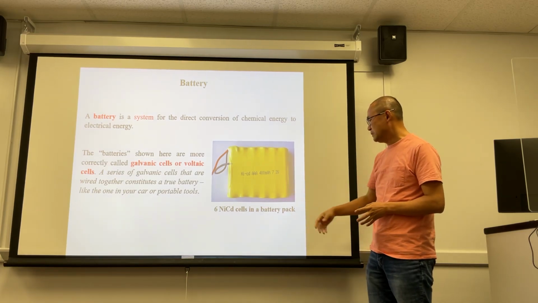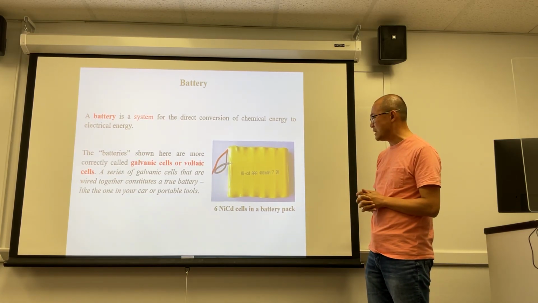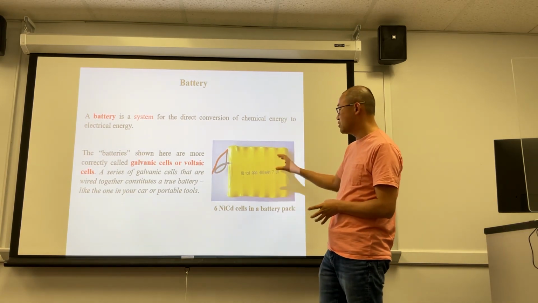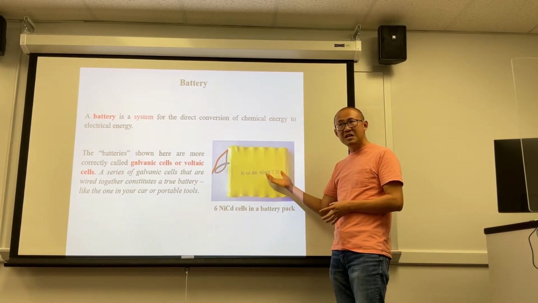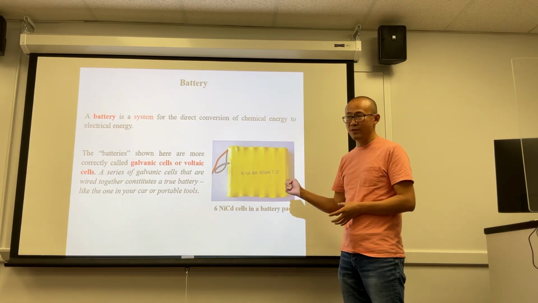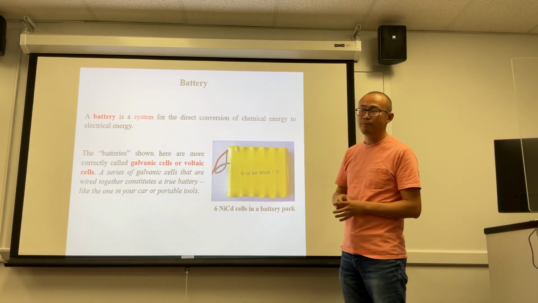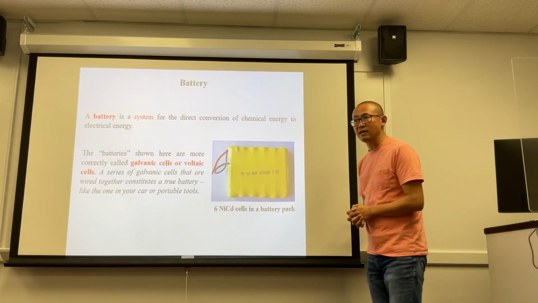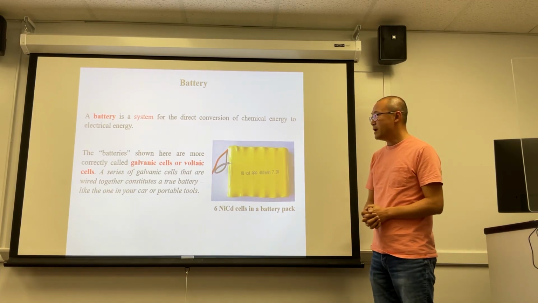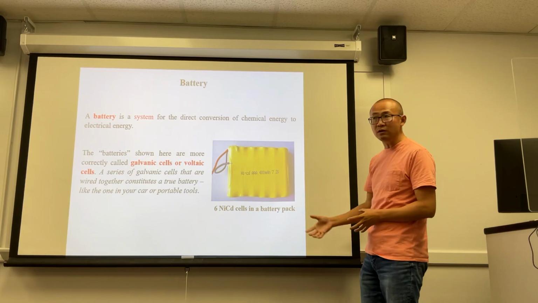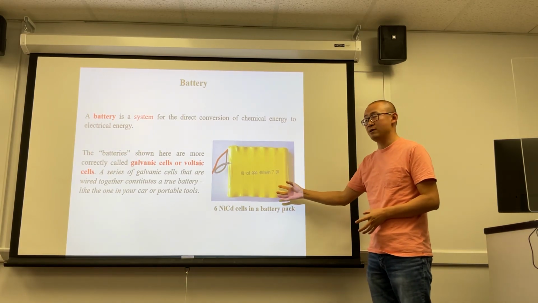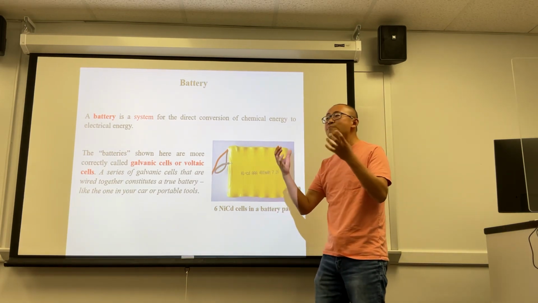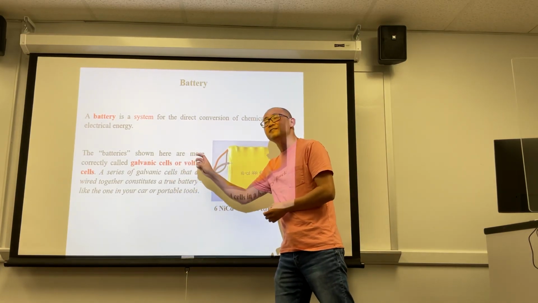For example, this is a battery pack of a nickel cadmium battery. If you sometimes use small power tools, those are nickel cadmium batteries. A battery like this is actually a system. It contains small units. Those small units are called galvanic cells or voltaic cells. Mostly I call them voltaic cells. And these voltaic cells wired together constitute a true battery. So a lot of batteries we're using daily are actually a wired pack of these basic unit cells.